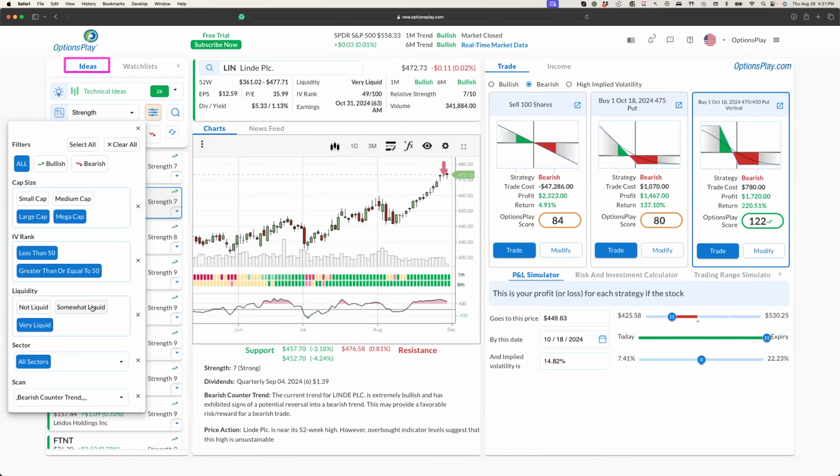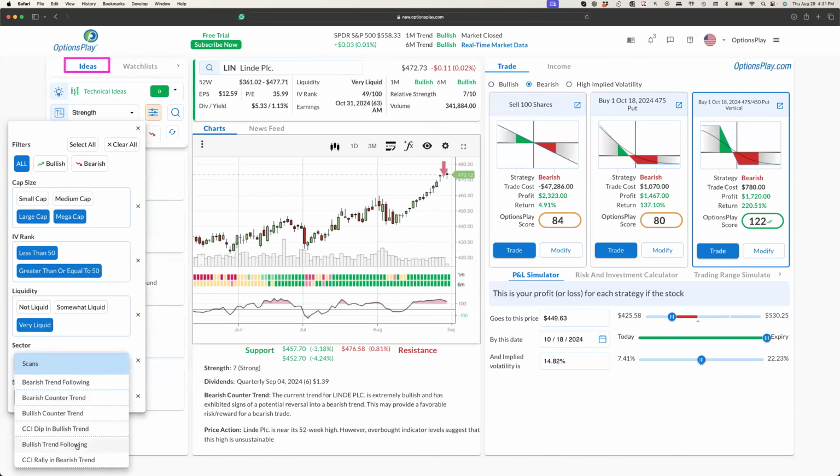I might occasionally venture into somewhat liquid names, but largely I stick with liquid names. I typically will find that I'm able to find enough ideas just sticking to the very liquid names. I'll also remove small cap and mid cap as well, and just look at large cap and mega cap. And then with that, I can start looking at the ideas.